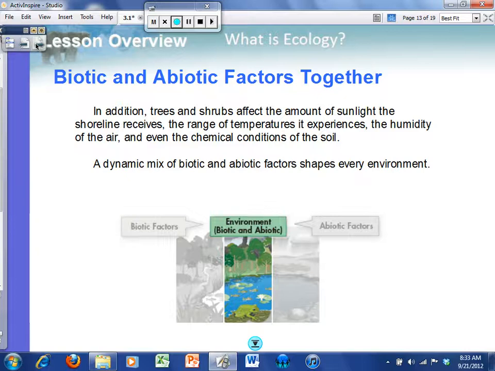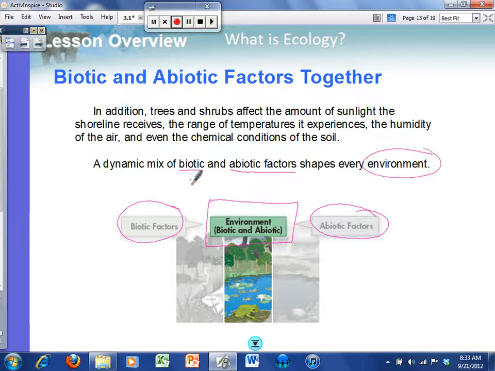Essentially, when we're looking at the environment, we have to really be aware that we are studying both the biotic and the abiotic. Your environment is the mixture of both, okay? So the dynamic mix of biotic and abiotic factors shape the environment. And I'll put this word in here again, interact, because they influence each other, okay?